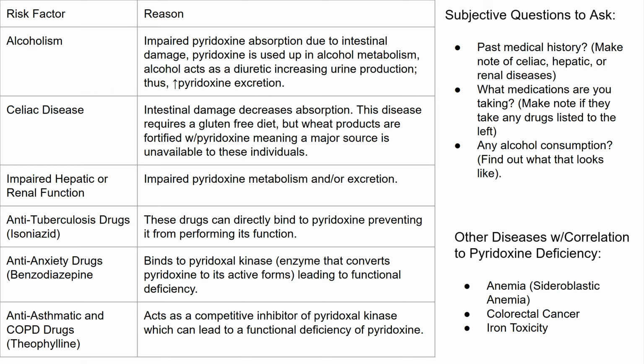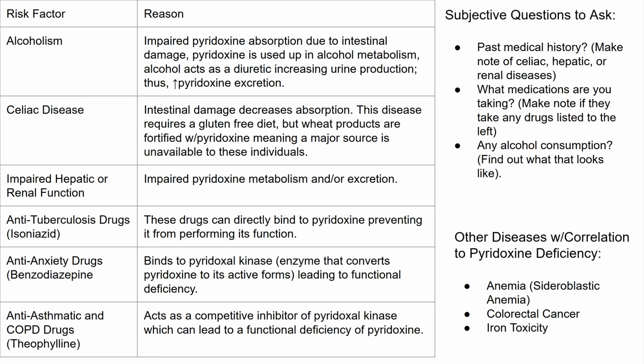Hepatic or renal diseases can impair pyridoxine metabolism and or excretion. As far as drugs go, anti-tuberculosis drugs such as isoniazid, pyrazinamide, and ethionamide can increase the risk of pyridoxine deficiency because the active ingredient can directly bind to pyridoxine, preventing it from performing its function. Anti-anxiety drugs can bind to pyridoxal kinase, which is an enzyme that converts pyridoxine to its active form, leading to functional deficiency.